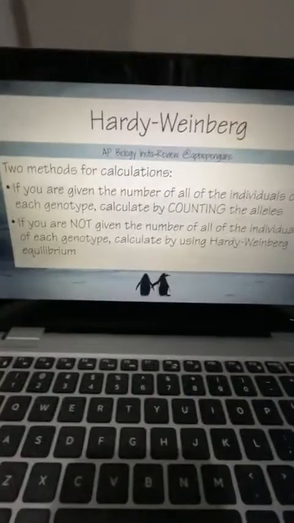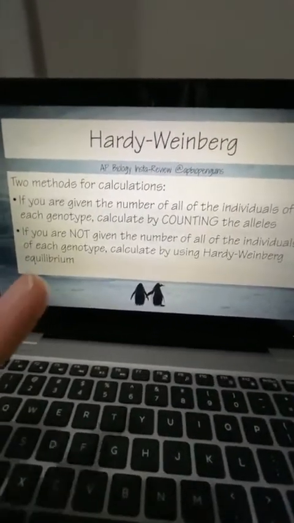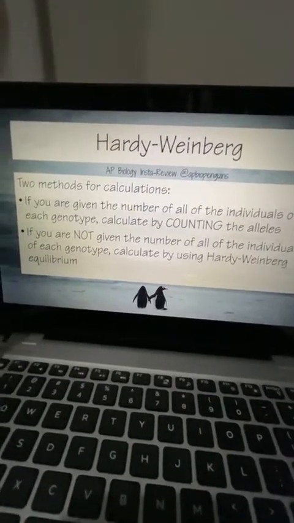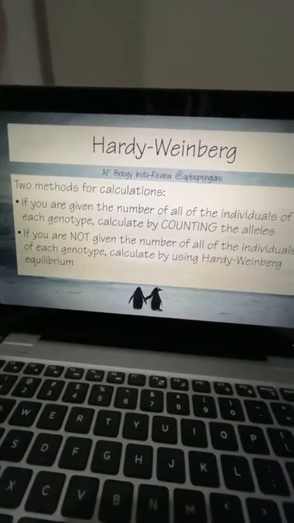Okay, so here is what I just mentioned. If we're given the number of individuals of each genotype, we calculate by counting the alleles. So if you're given those different individuals, you have to count your alleles.